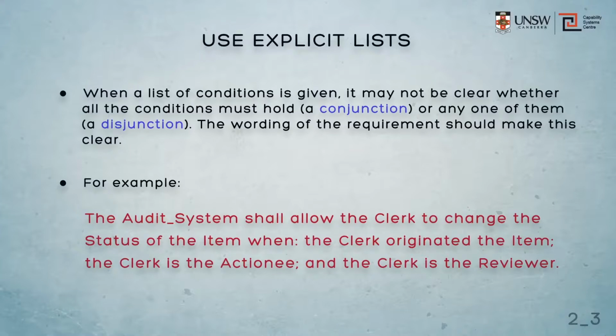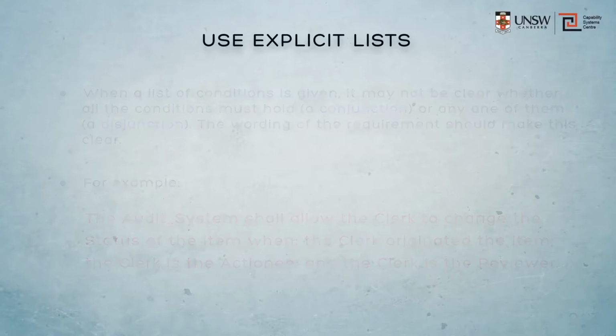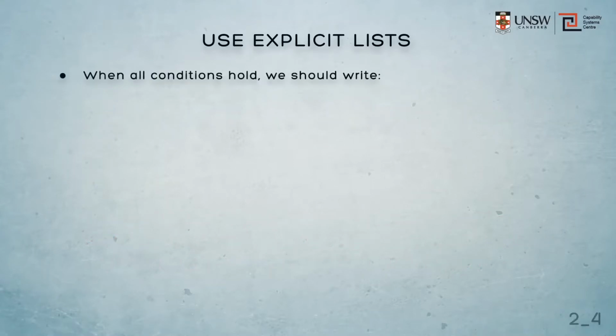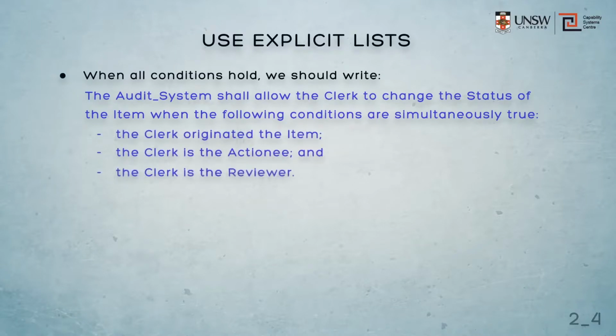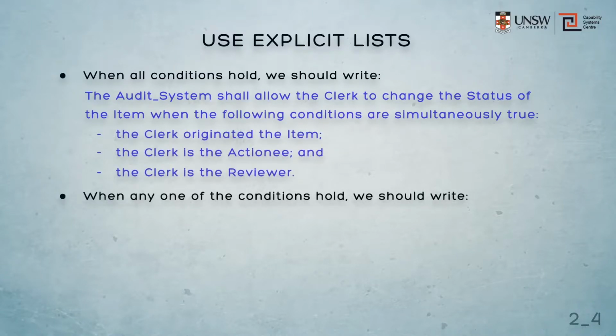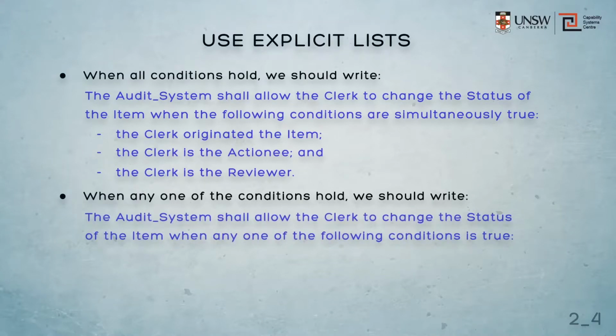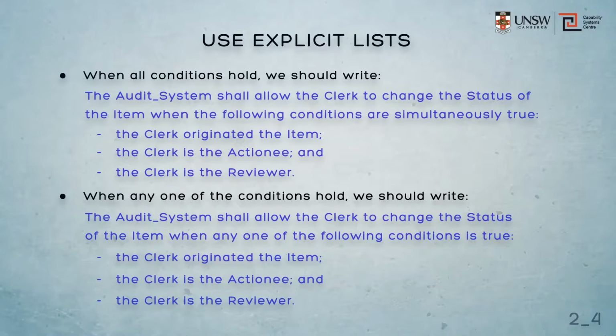It's not clear in that statement whether the action can be allowed when any one of the conditions holds or when all the conditions hold. So when all the conditions would hold, we should write, the audit system shall allow the clerk to change the status of the item when the following conditions are simultaneously true, and then we would follow it by the list of conditions. If what we meant was when any one of the conditions hold, we should write, the audit system shall allow the clerk to change the status of the item when any one of the following conditions is true, followed by the list.